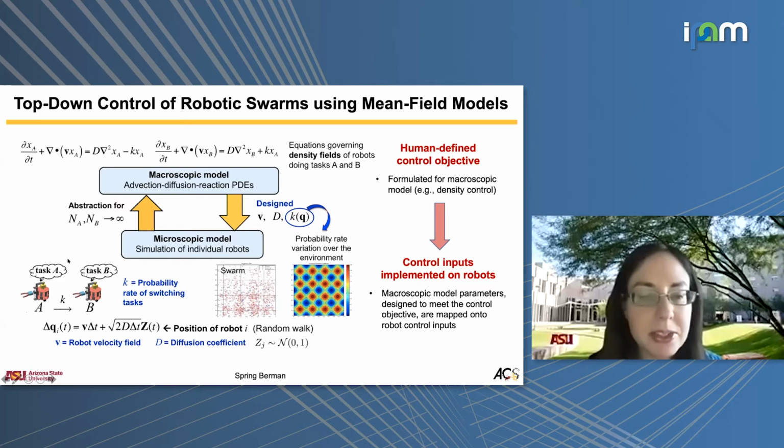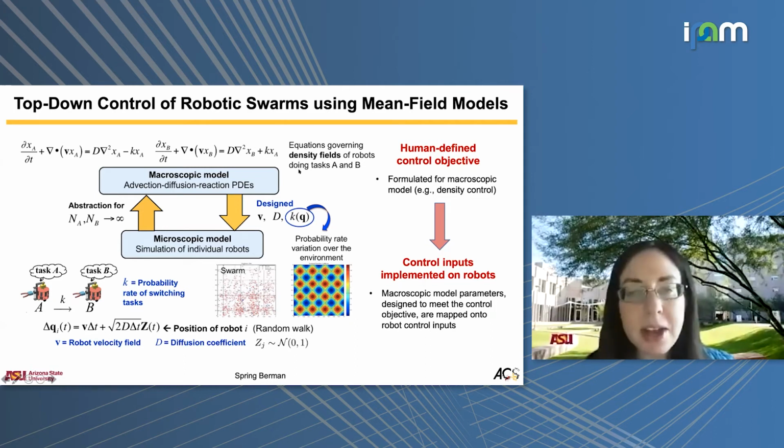So given a swarm of robots that are all behaving according to this way, now we can abstract the swarm as a set of advection, diffusion, reaction, partial differential equations. And now at this level, we can use various techniques such as optimal control to design parameters of the robots' controllers to enforce some desired collective behavior that we can often formulate in terms of densities.